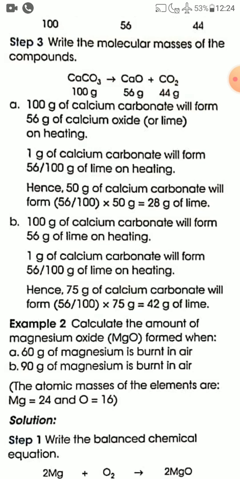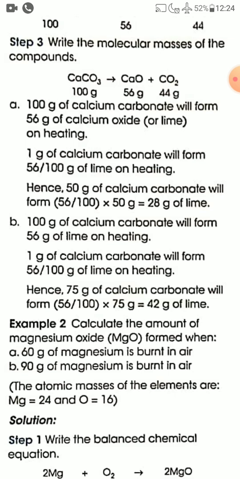100 gram calcium carbonate will form 56 gram calcium oxide. This is the first line you can get from this balanced chemical equation. 100 gram of calcium carbonate will form 56 gram of calcium oxide or lime on heating.